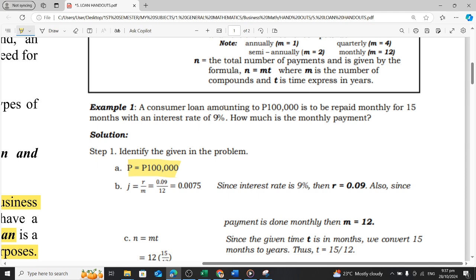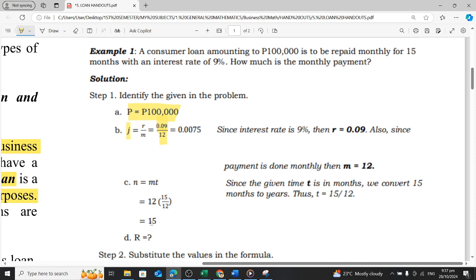Pag simple annuity, to get our rate per period, all you have to do is to divide our annual rate, which is 0.09, by the number of payments in a year. Since it is monthly, divided by 12. So 0.09 divided by 12, that is 0.0075. Since in our problem it was mentioned that the loan will be repaid monthly for 15 months, we have a total of 15 payments in a specific term or period.